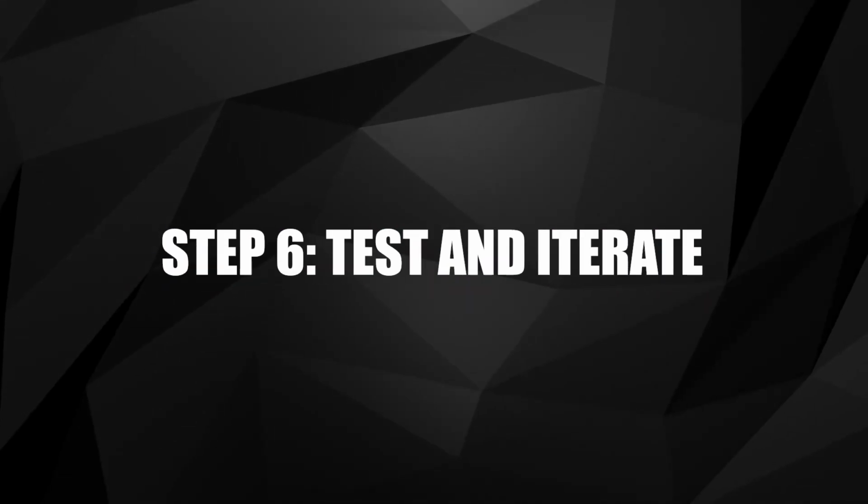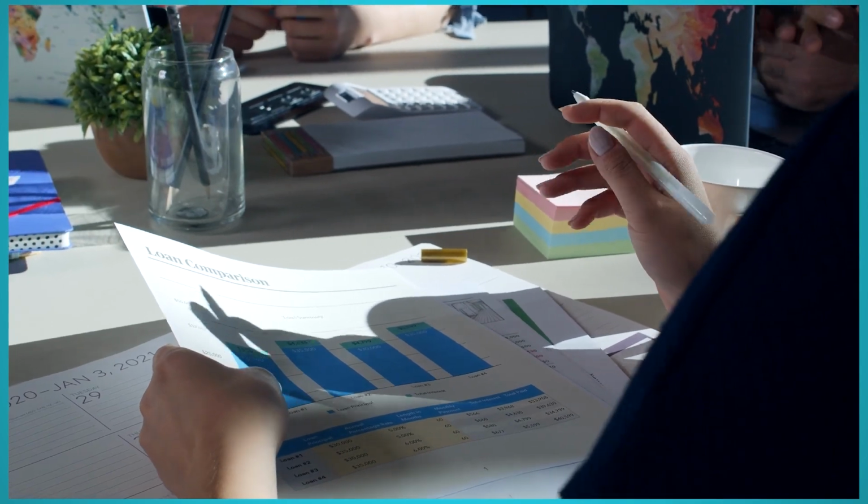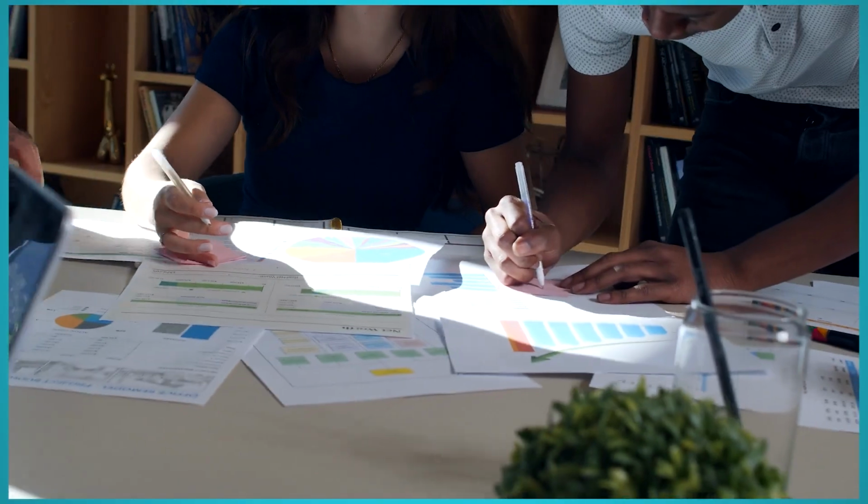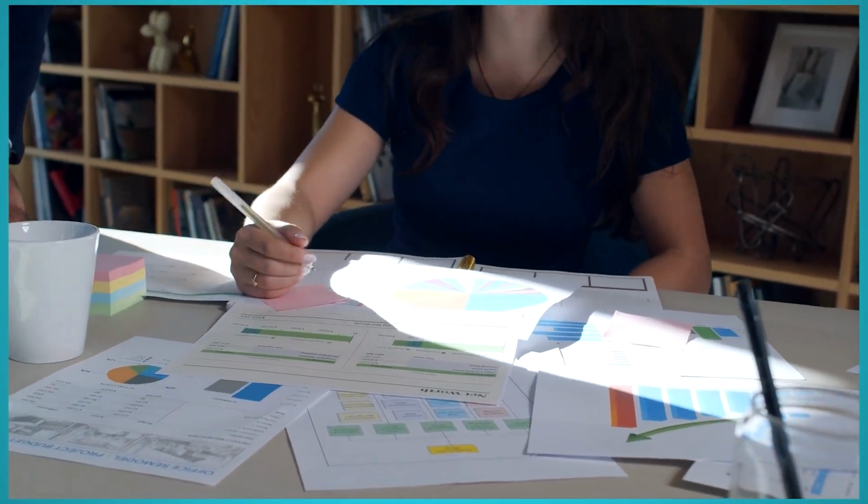Step 6. Test and iterate. Try out your AI with friends or family. Ask them what they think and make changes if needed. For example, if your AI keeps recommending the same toy, you can tweak it and give it more variety.